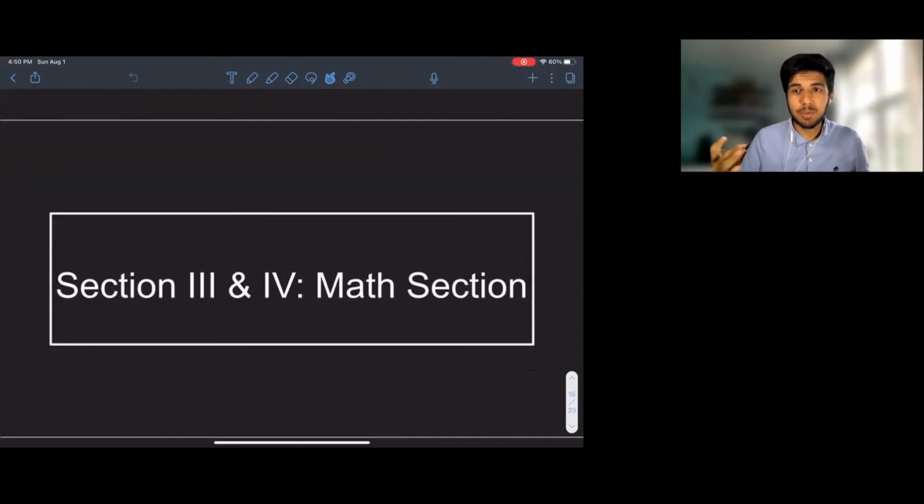Okay, so that wraps up the writing section, and now we'll go into the math section. I wrote section 3 and 4 because there are 2 math section parts, the calculator and non-calculator, but for this presentation they're going to be grouped into one.